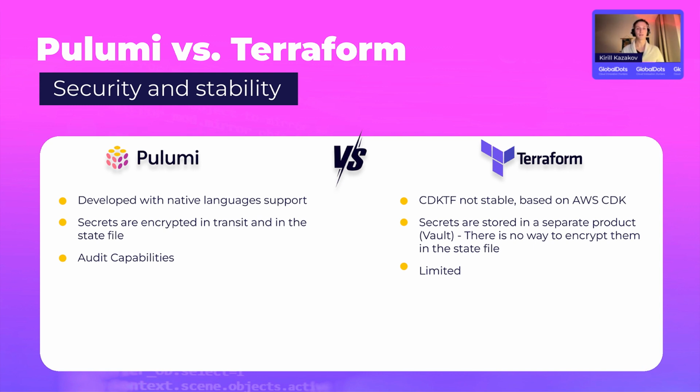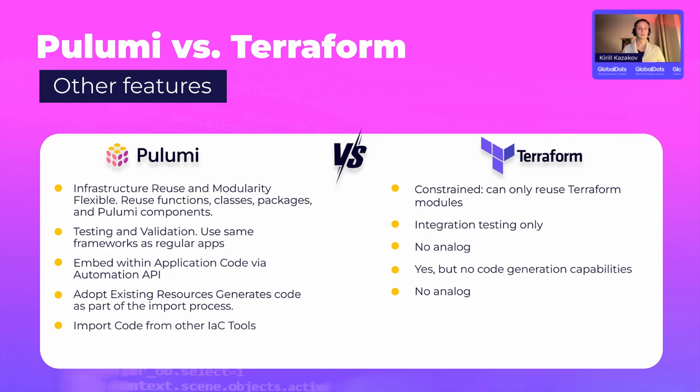Pulumi pays special attention to secrets. It's another very important thing. You will not find plain text in open form in the state file, unlike Terraform. You also have audit capabilities thanks to native languages. Other interesting things, you can embed application code via the automation API, which I mentioned above.